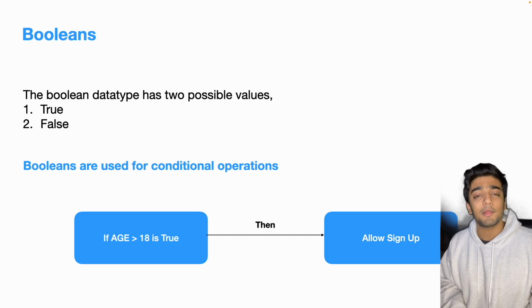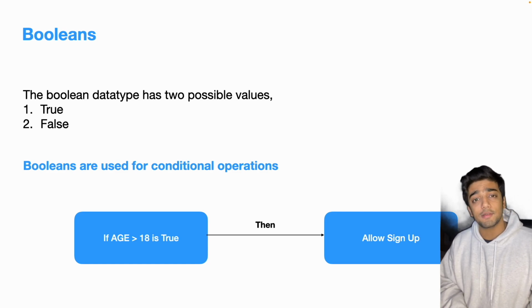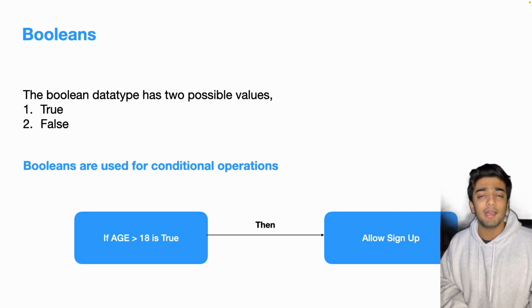The next data type that we're going to be talking about is booleans, or simply the boolean data type. The boolean data type can have two possible values, which are true and false. The Boolean data type basically helps us write programs that can make their own decisions based on certain conditions. Let's take an example.